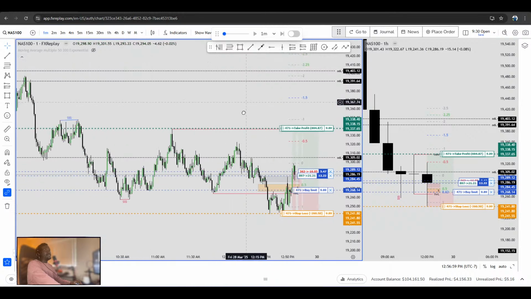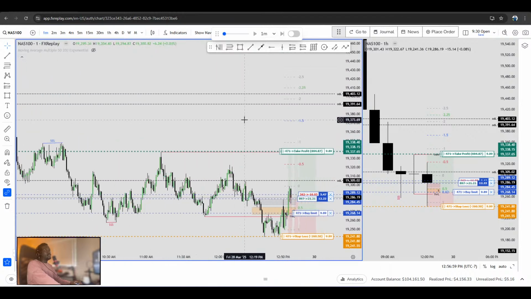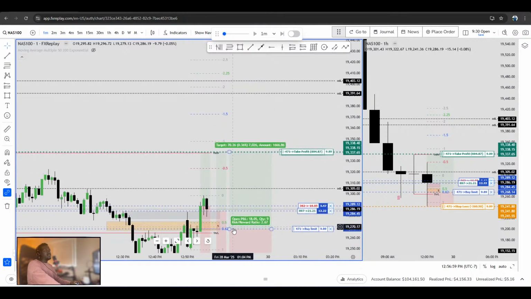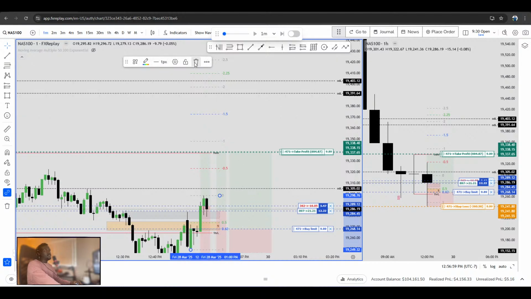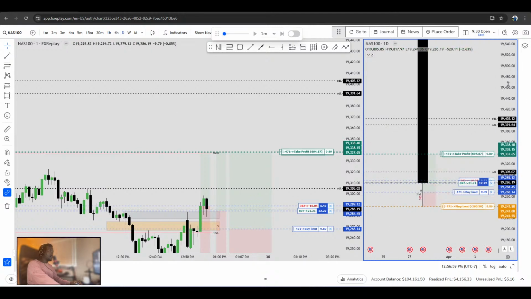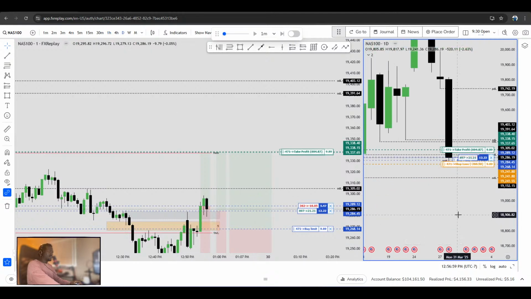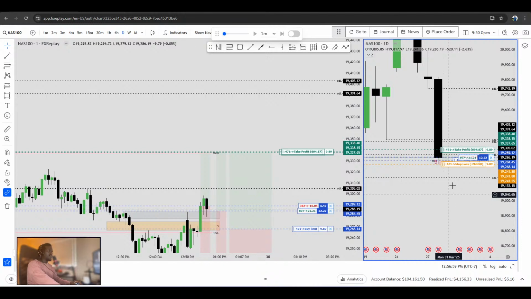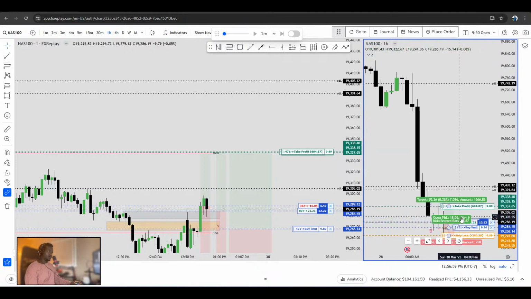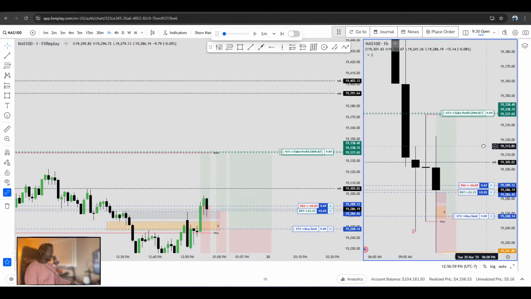So for that reason, if this gets filled, I'm willing to hold on to it a little bit longer. Let's go to the daily high. But how far can we go though? How far can we go? Okay, let's just stick to the plan for now, like we should always do anyway.